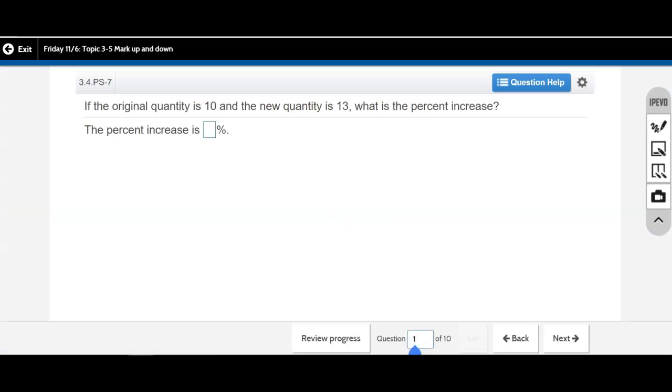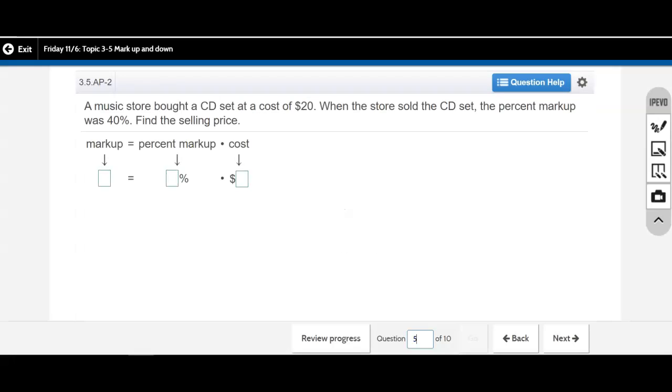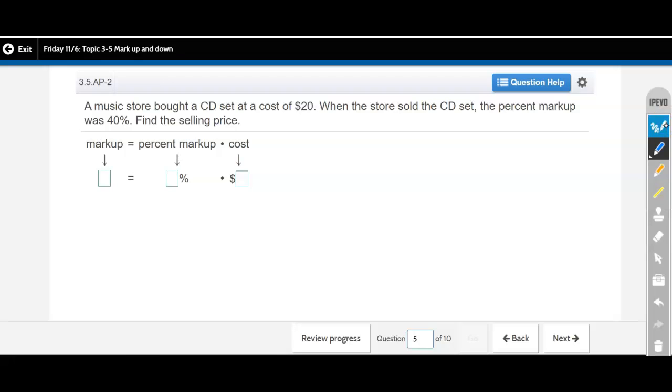I want to look at question number 5 first. Like I said, everything you know already, the percent equation, right? Part equals percent times whole. So part equals percent times whole. They say the whole would be the total cost of something. The markup is the part that we're looking for.